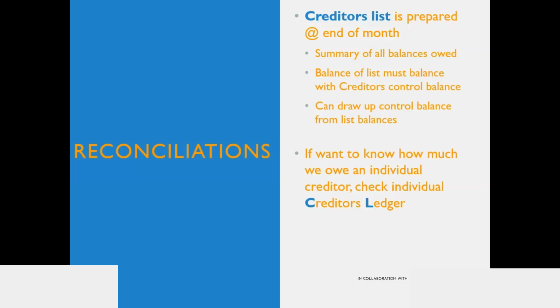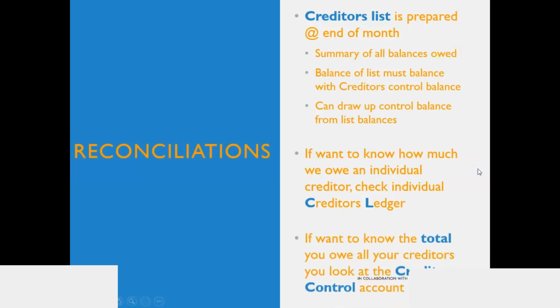If it doesn't make sense now, it's okay. The more you do the activities, the easier it will get. And here we say that if you want to know the total you owe all your creditors, you look at the creditors control account. If it doesn't make sense now, it's okay.